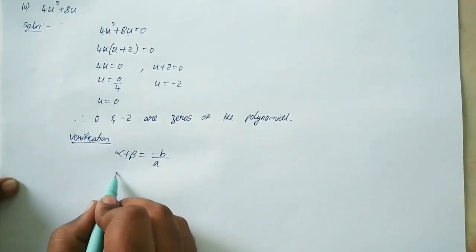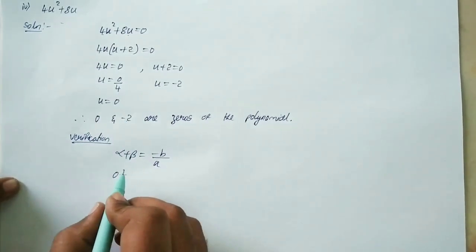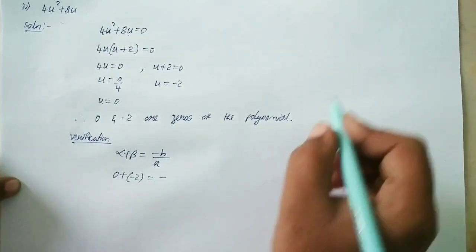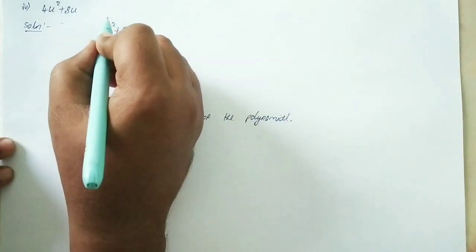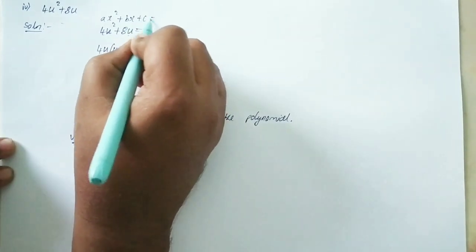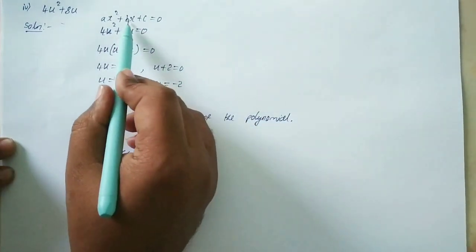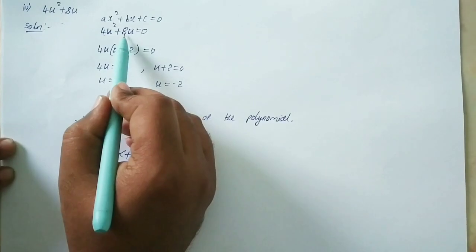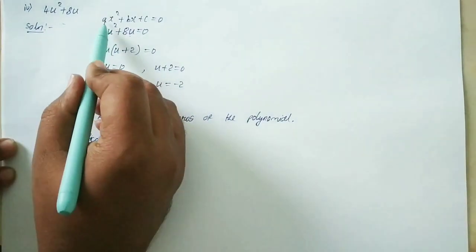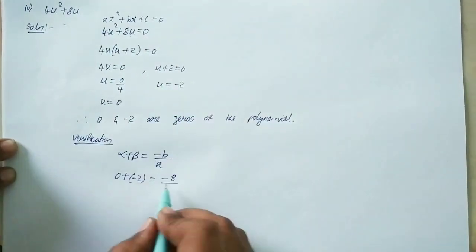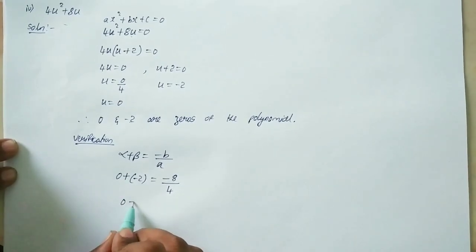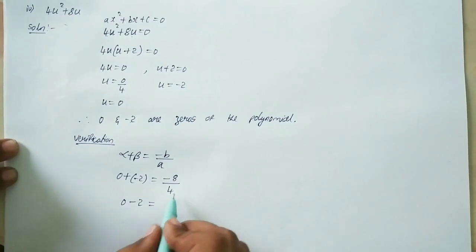So in place of alpha I will substitute 0 plus, in place of beta I will write minus 2, is equal to minus b. What is b here? So what has the question given? 4x square plus 8x. If we compare with ax square plus bx plus c, b means the coefficient of x. So what is the coefficient of x here? 8, right? So the value of b is 8 divided by a. So what is the value of a? Nothing but 4.